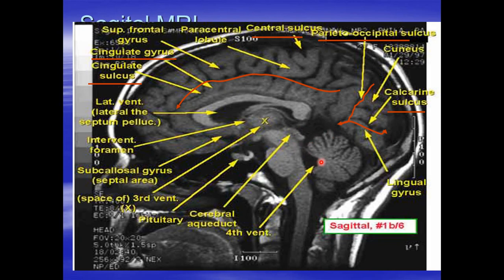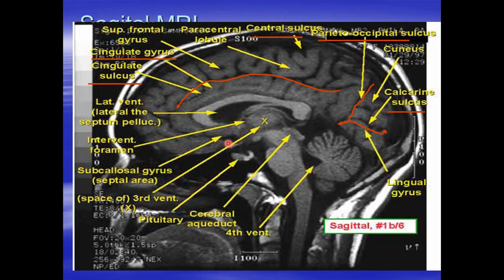Now, from the fourth ventricle, the CSF will pass into the subarachnoid space via three foramina: the foramen of Magendie and the foramina of Luschka. It's not easily seen here. You can see this one, exactly, the foramen of Magendie.